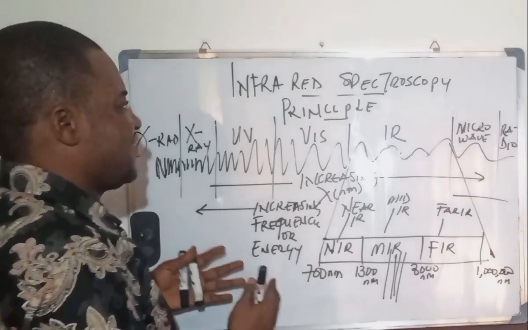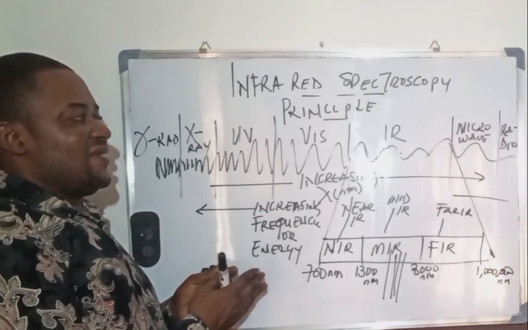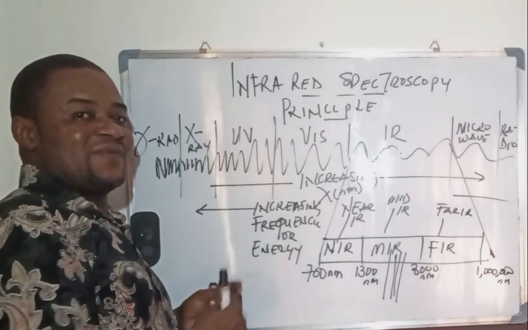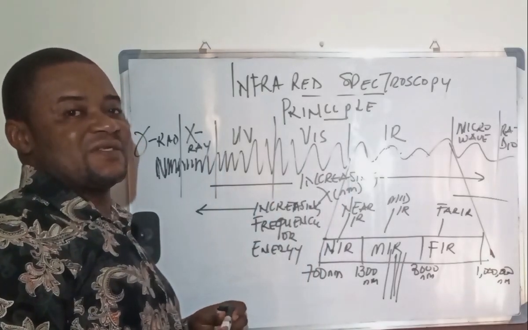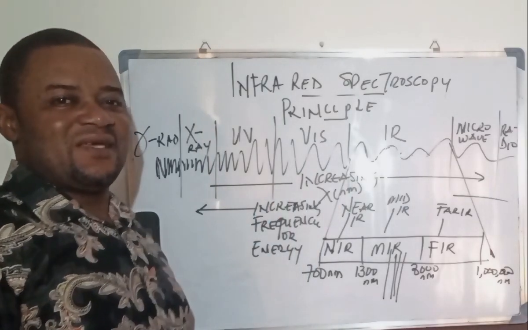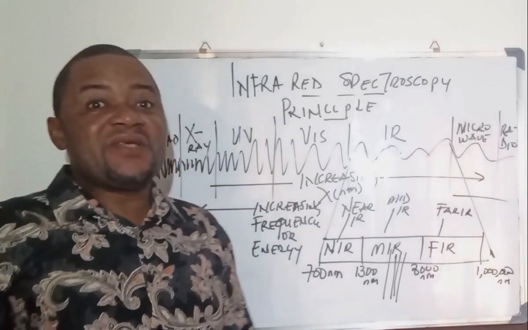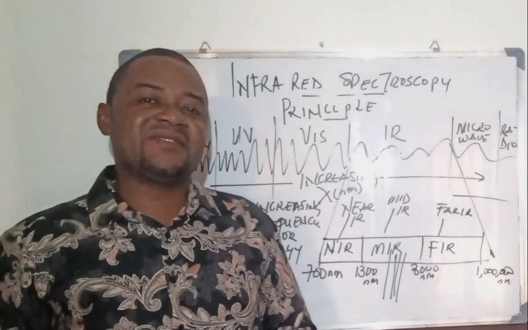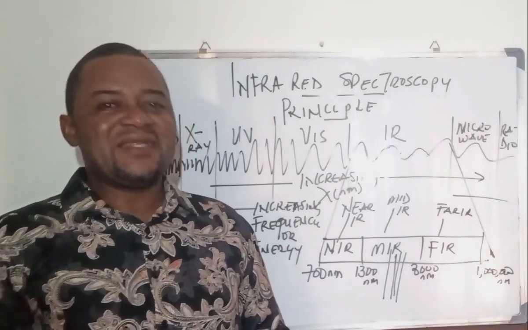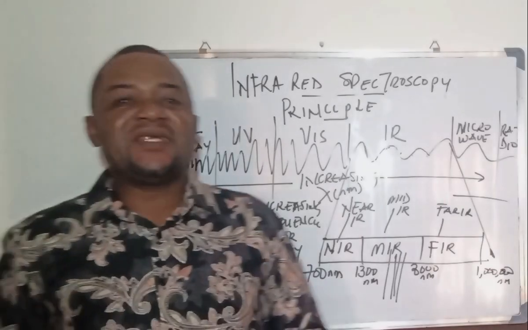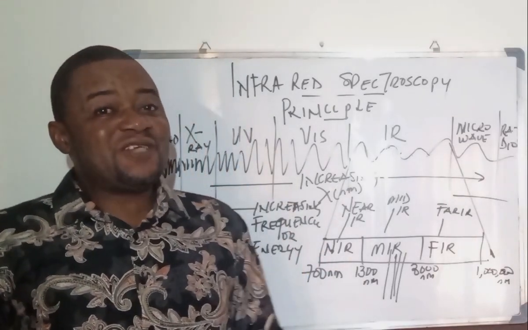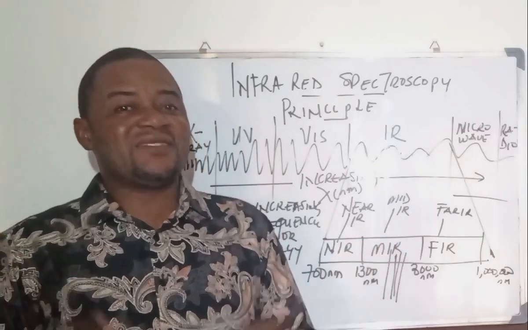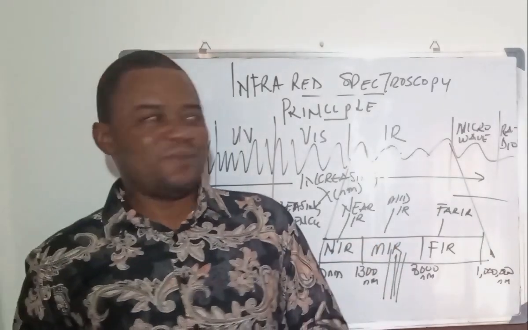Now, if we have an understanding of this electromagnetic spectrum, narrowing us to the IR radiations, what is then the principle of operation? What is the principle of infrared spectroscopy? Let us know that the infrared spectroscopy analysis is based on the measurement of three basic items, and one of them is absorption.